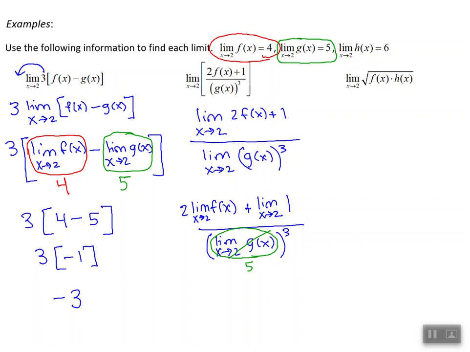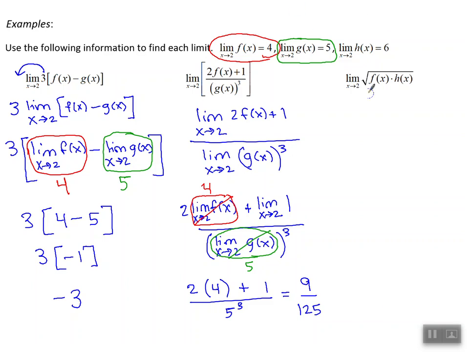Now let's substitute the information from above for the limit of f of x. That part is 4. And of course, the limit of the constant 1 is just 1. So we can rewrite 2 times 4 plus 1 divided by 5 to the third power. That is an answer, but we can make it prettier. 2 times 4 is 8, plus 1 is 9, so this equals 9 in the numerator over 5 cubed, 125.